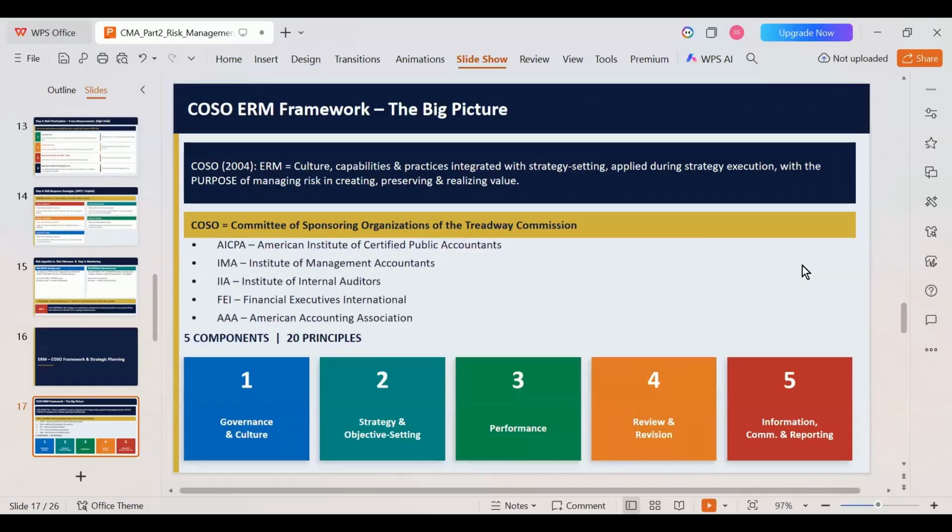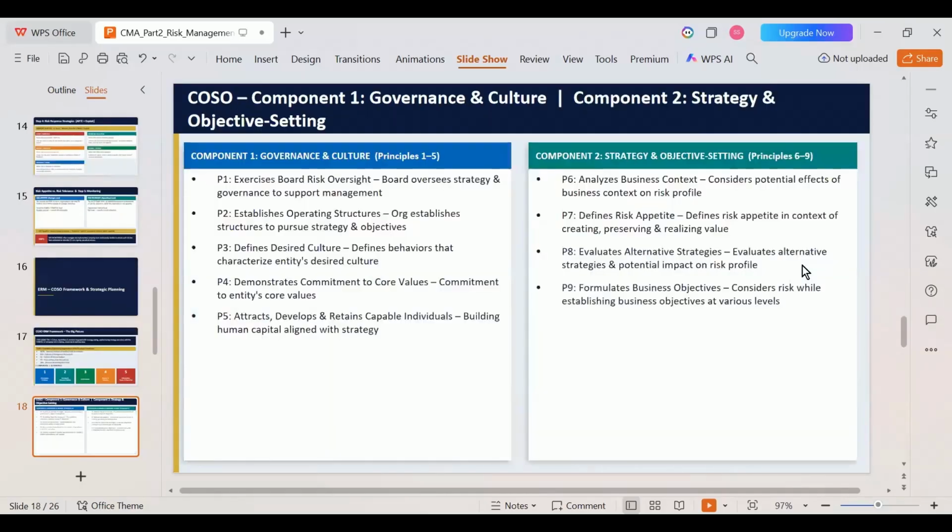So the first component is governance and culture. Next, we have strategy and objective setting. Then we have performance, followed by review and revision. Lastly, we have information, communication, and reporting. Each of them has principles. In the first component, governance and culture, we majorly focus on the board responsibilities. The board is the tone at the top, and they always have the oversight responsibility.